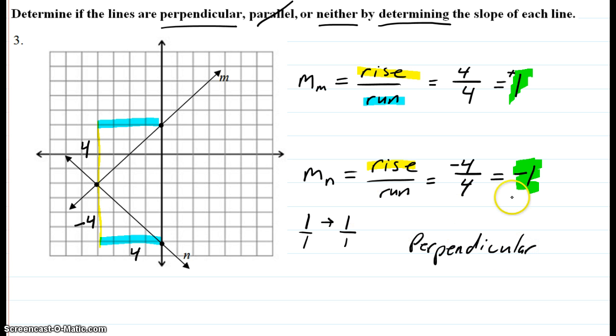On the test, if you don't have this work, you're not going to get the credit. You can't just look at it and say, oh, they're perpendicular. You have to have the math to show it.